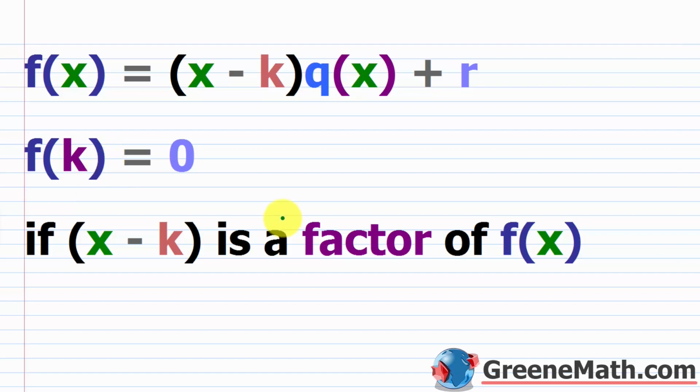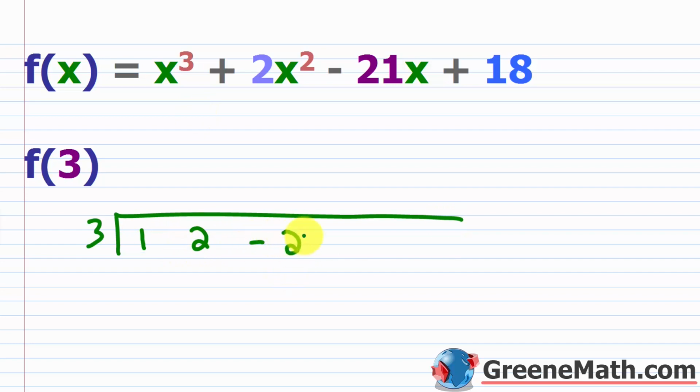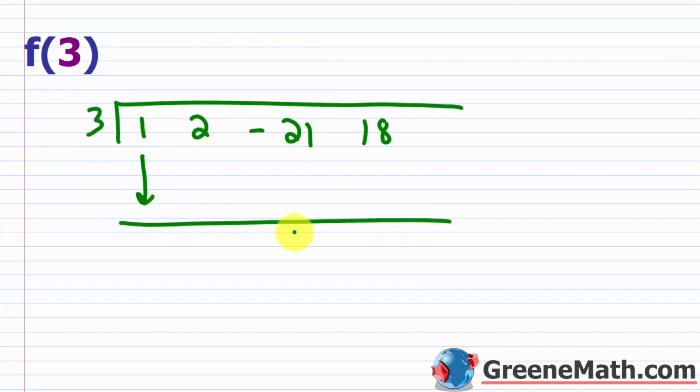Now, let's look at a couple of examples. Let's say that we have the same f of x, but we're going to change our value for k. In this case, it's going to be 3. So f of x again is x cubed plus 2x squared minus 21x plus 18. Now we want to know what is f of 3. If f of 3 is 0, then we can say that x minus this value, x minus 3, is a factor. Okay, so let's see what f of 3 is. So I'm going to say 3 here, and I'll take my 1, my 2, my negative 21, and my 18. Let me get some room going just so we're not jammed up on here. Drop this down and get started.